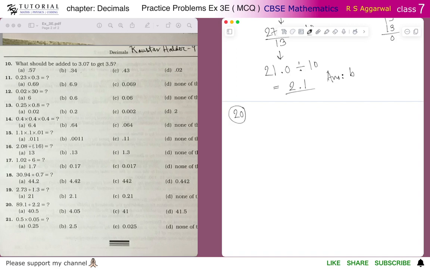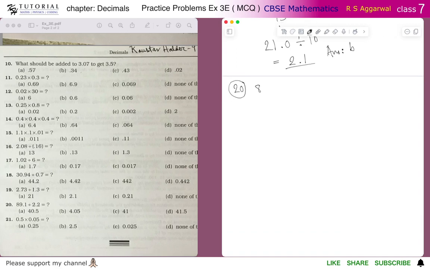Problem number 20. So this is 89.1 divided by 2.2. So this is the division of a decimal number by another decimal number. We will first convert both the decimal numbers to decimal fractions. This becomes 891 by 10 divided by 22 by 10. Now this is 891 by 10 multiplied by the reciprocal of 22 by 10, that is 10 by 22.